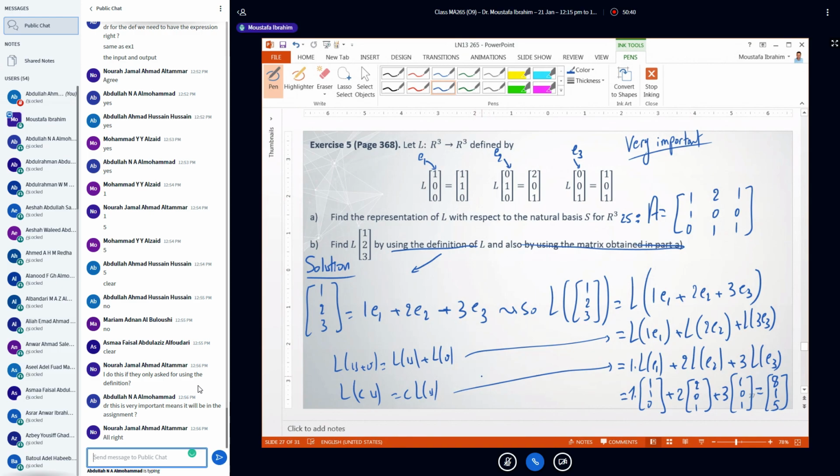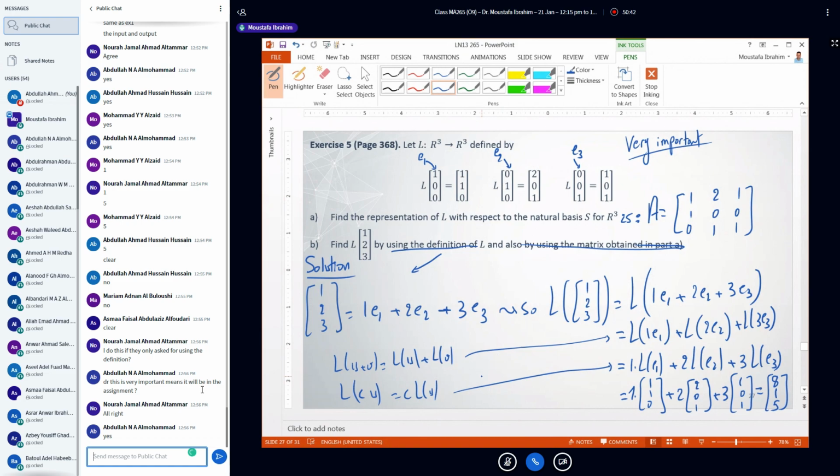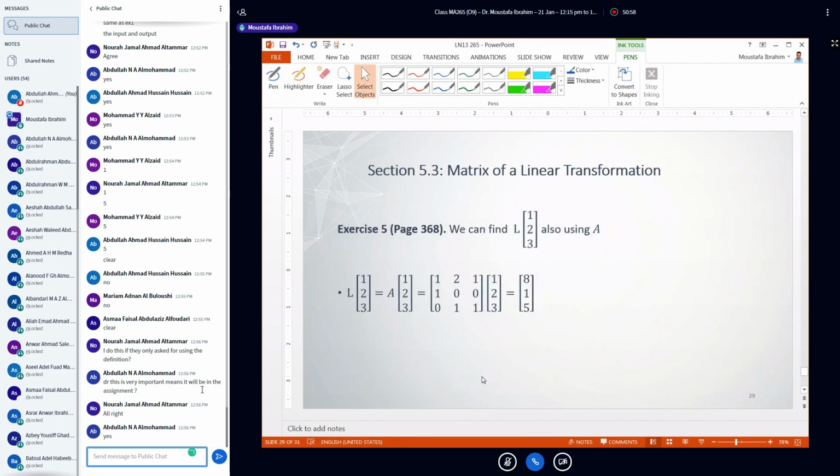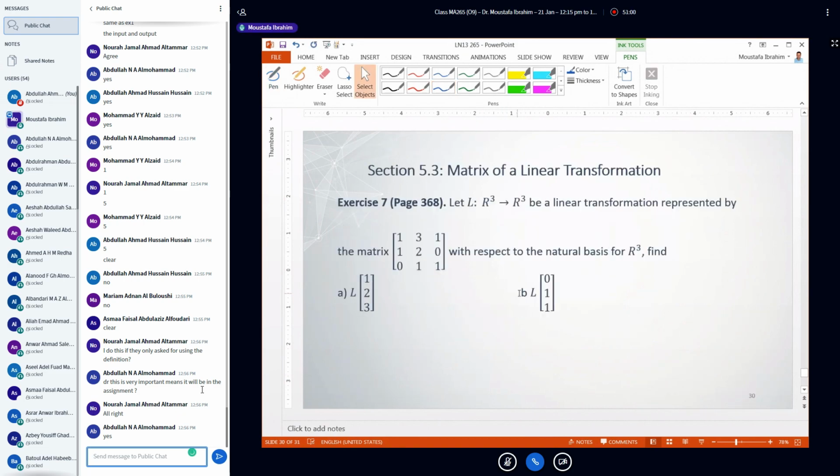Okay, Abdullah? Why not? Even in the assignment, I can ask, because it's very easy. It's not difficult. Nothing difficult in this chapter. For sure, you will have similar questions, because you have true/false, multiple choice, and workout problems. So for sure, you will have something similar. This is the last question, guys.